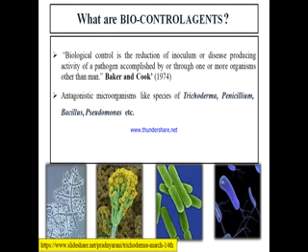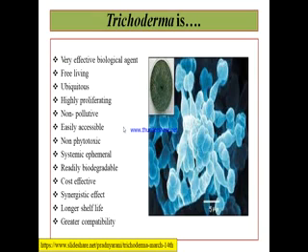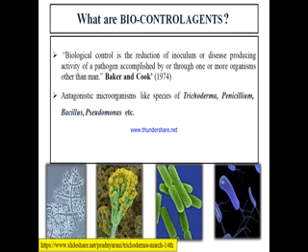In this particular biological control, whatever we are using is a biocontrol agent, such as antagonistic microorganisms, Trichoderma species, Penicillium species, Bacillus and Pseudomonas bacteria. Here you can see this is the Trichoderma, this is the Penicillium, and these bacteria are Bacillus, and this one is Pseudomonas.